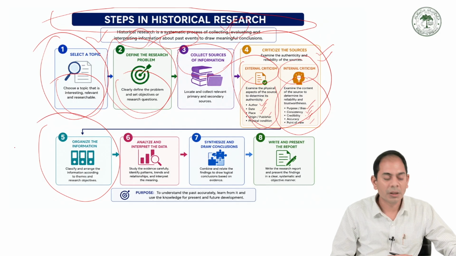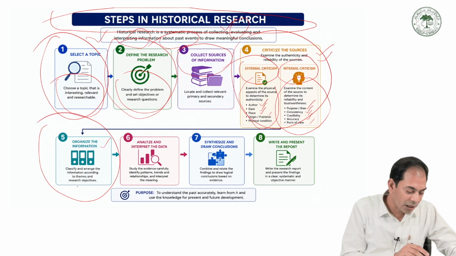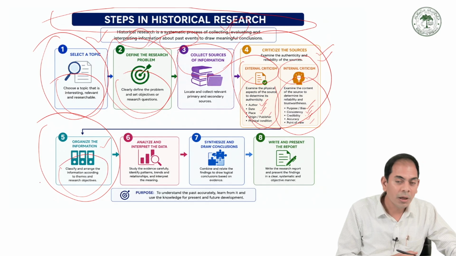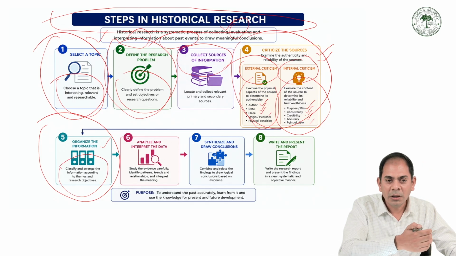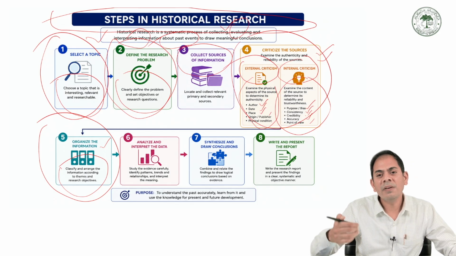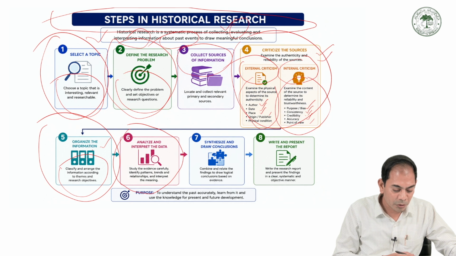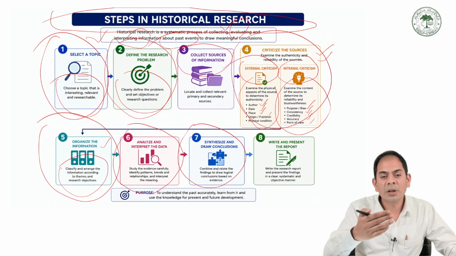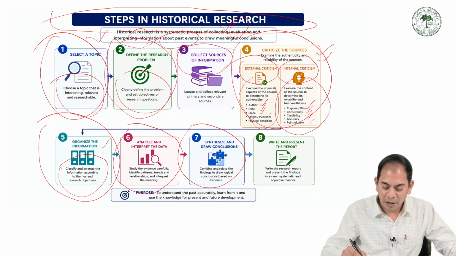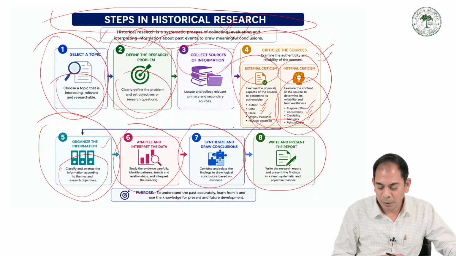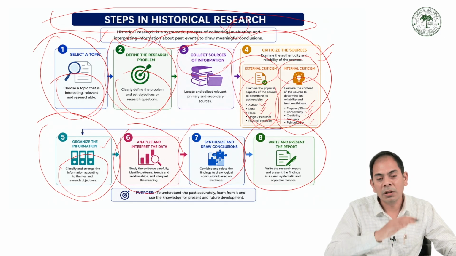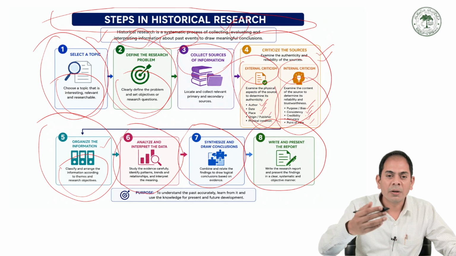The fifth stage of historical research is organizing the information: classify and arrange the information according to themes. After collecting the information, we should organize it in a proper way, as required for further analysis. The next important step is analysis and interpretation of data: study the evidence carefully, identify patterns, trends and relationships, and interpret the meaning. After the analysis, we go to the next step of drawing the conclusion, and after the conclusion we write a proper report and present our studies in the form of a report.